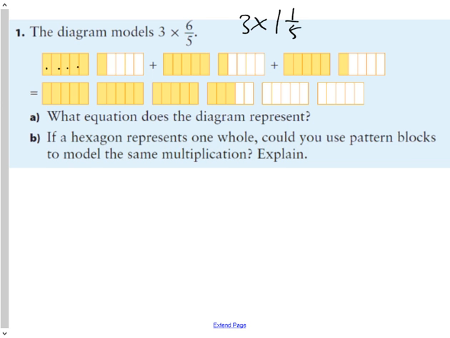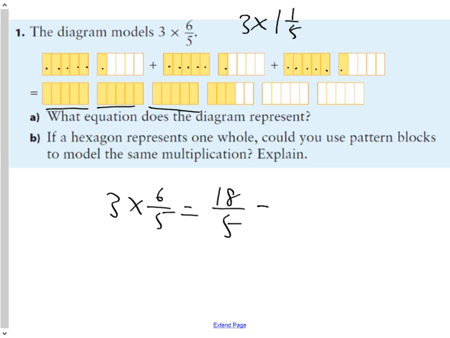I have 1, 2, 3, 4, 5 fifths, 6 fifths, 7, 8, 9, 10, 11, 12 fifths, 13, 14, 15, 16, 17, 18 fifths. So altogether, 3 times 6 fifths would equal 18 fifths, or 1, 2, 3 and 3 fifths.